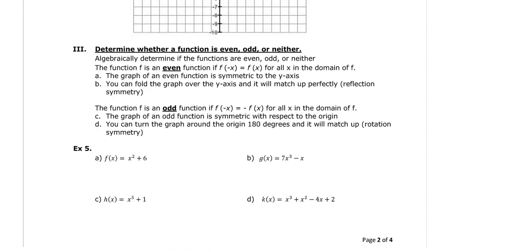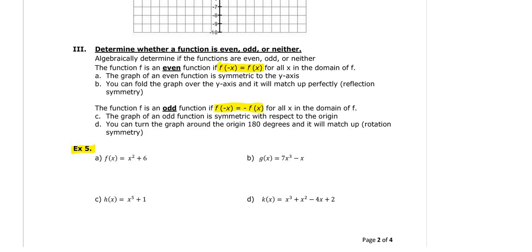Let's determine whether a function is even or odd or neither. We know the definition of an even function: if you change x to -x, then if the function is even, it's going to give you the original function, f of x. If the function was odd, it's going to give you negative f of x. So let's determine, for example, number 5, whether the function is even or odd.